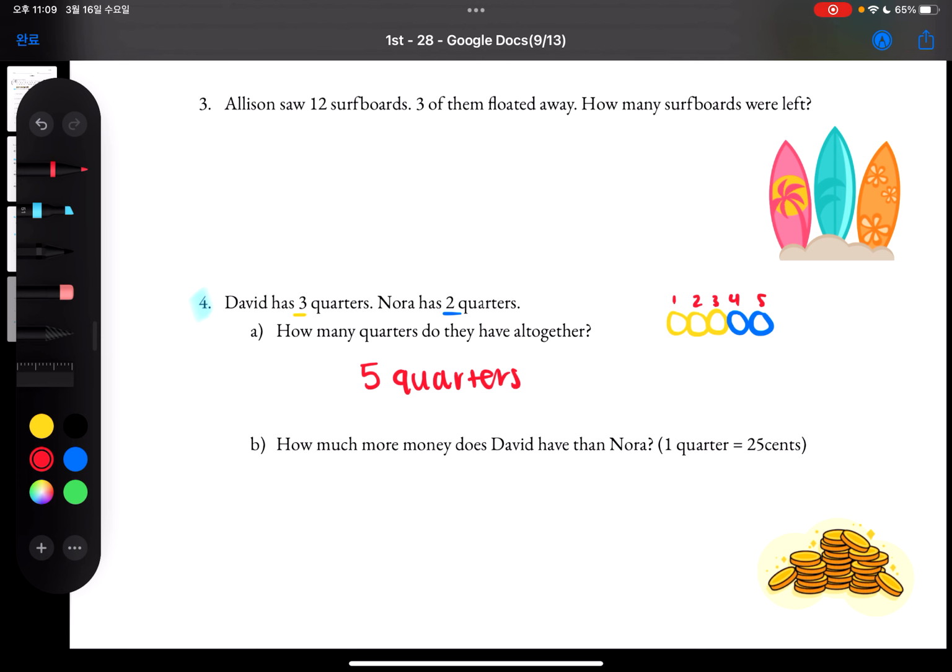Let's look at B. How much more money does David have than Nora? 1/4 is 25 cents. So instead of finding how many quarters David has more than Nora, we have to find how much more money David has than Nora. So 1/4 is 25 cents. David has 3/4. So he has 25, 25, and 25. So we have to add all these to know how much money he has.